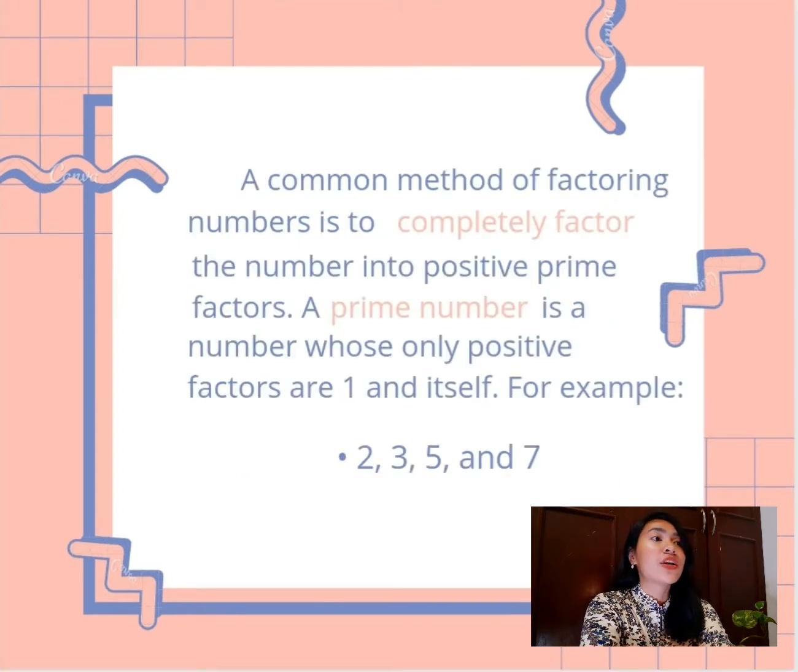A common method of factoring numbers is to completely factor the number into positive prime factors. A prime number is a number whose only positive factors are 1 and itself. For example, 2, 3, 5, and 7.